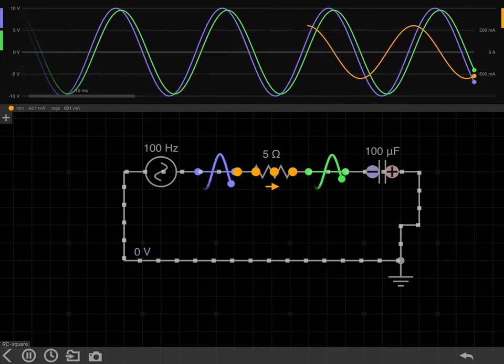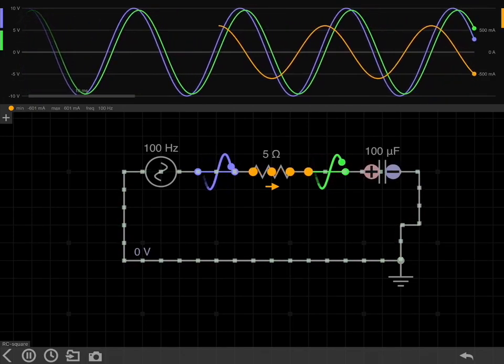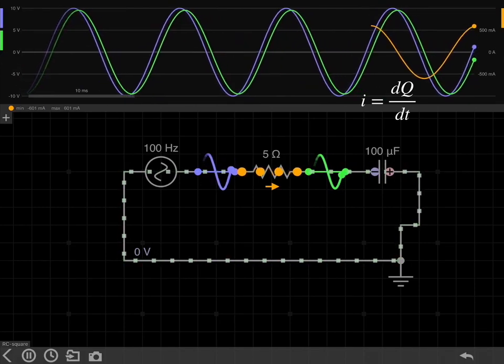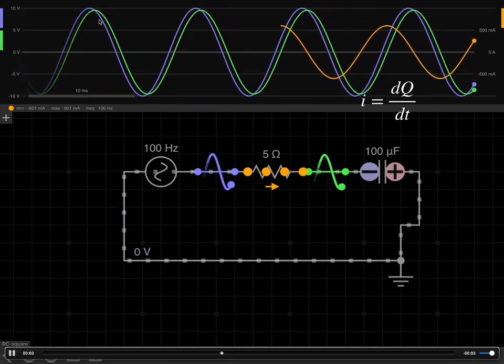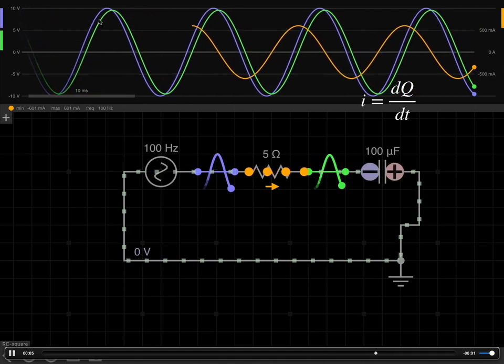This is an expected outcome, since we know that the current is defined as the differential of charge with respect to time, as current equals charge over time.